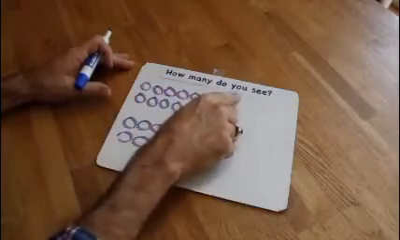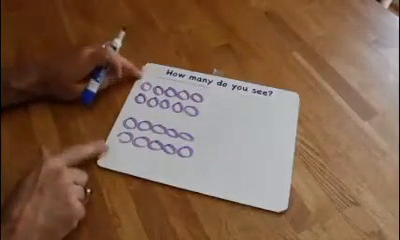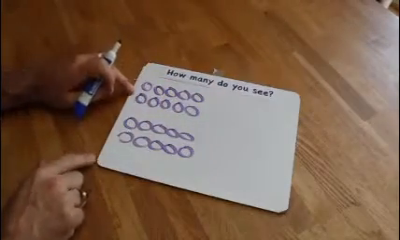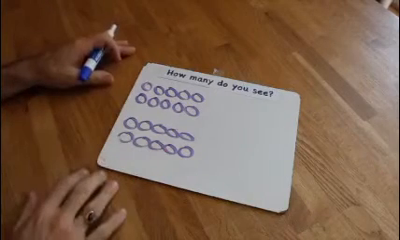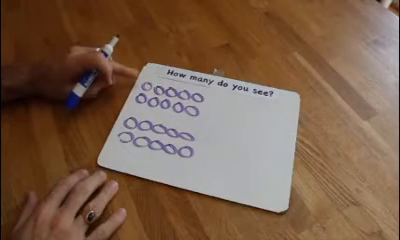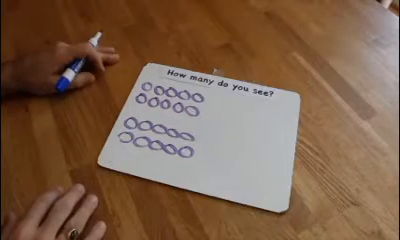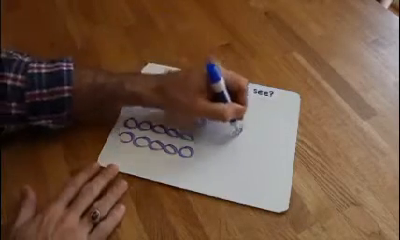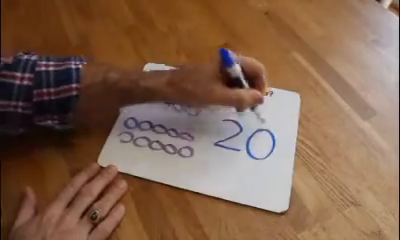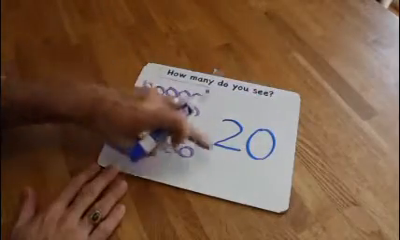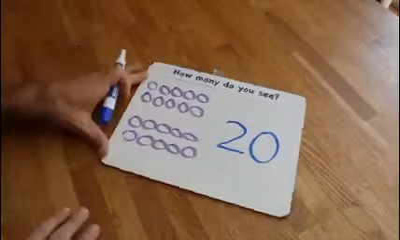How many do you see? Hey, look at that. Those are in groups of 10, just like a 10 frame. So we can count this by 10s. You ready? 10, 20. So how do you write a 20? A 2 for the 10, a 0 for the 1s. 20. 2 10s, 0 1s. Great job.